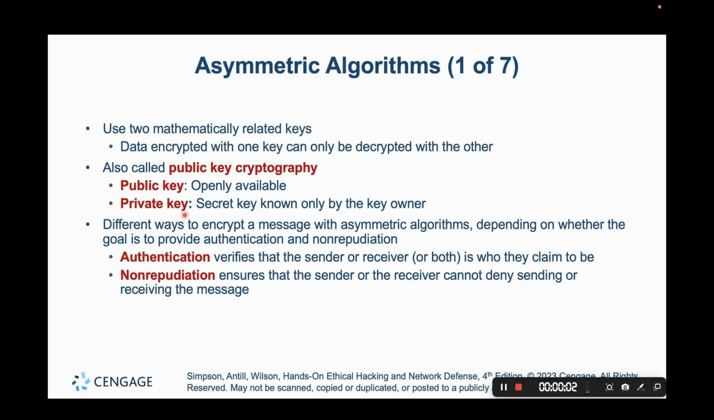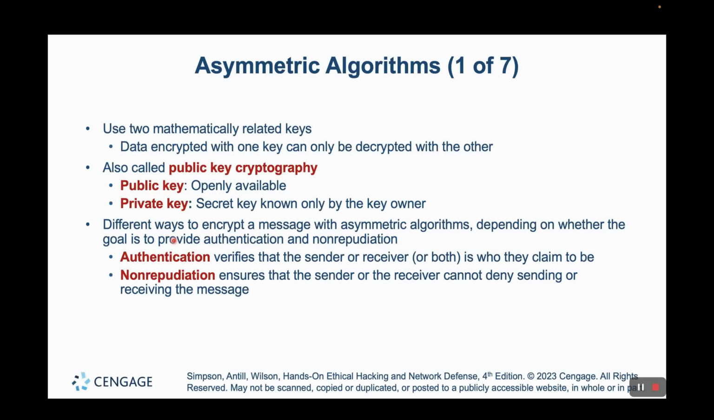Okay, so let's talk about asymmetric algorithms. It uses two mathematically related keys, one for encryption and the other one for decryption. And it is called public key cryptography. The public key is openly available. The private key, you keep it secret. Basically, the owner will keep it secret.